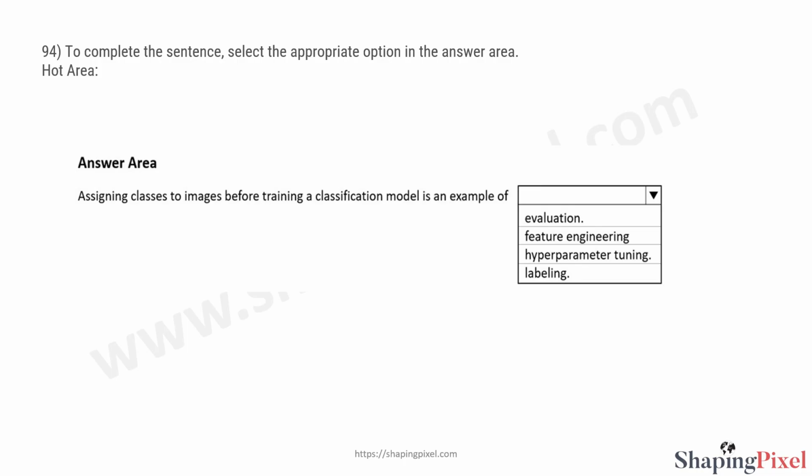Question number 94. To complete the sentence, select the appropriate option in the answer area. Assigning classes to images before training a classification model is an example of, and we have the following four options. So the right answer here is labeling. Assigning classes to images before training a classification model is an example of labeling.